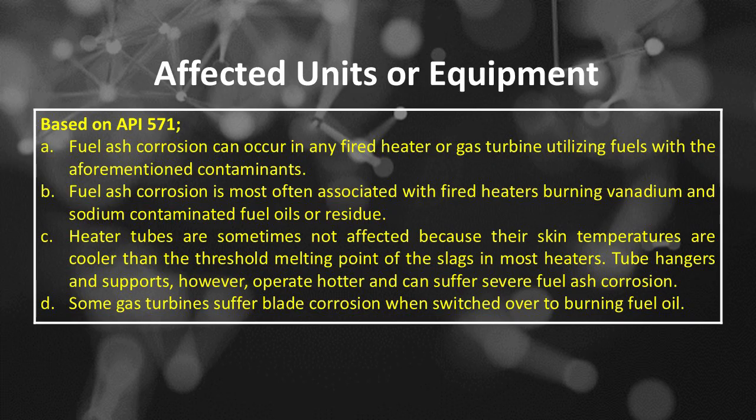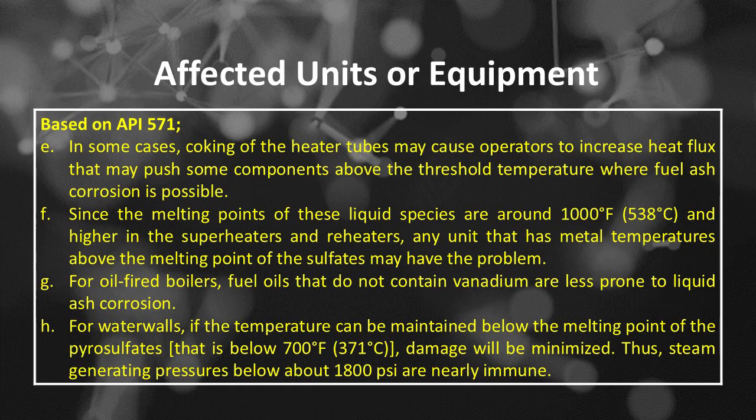Tube hangers and supports, however, operate hotter and can suffer severe fuel ash corrosion. Number D, some gas turbines suffer blade corrosion when switched over to burning fuel oil. Number E, in some cases, coking of the heater tubes may cause operators to increase heat flux that may push some components above the threshold temperature where fuel ash corrosion is possible.